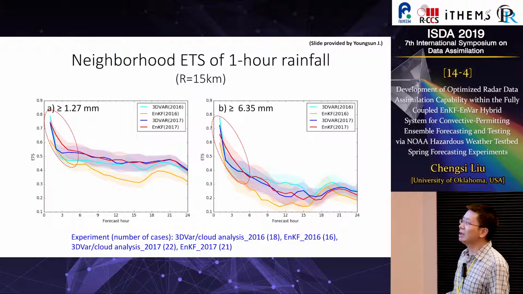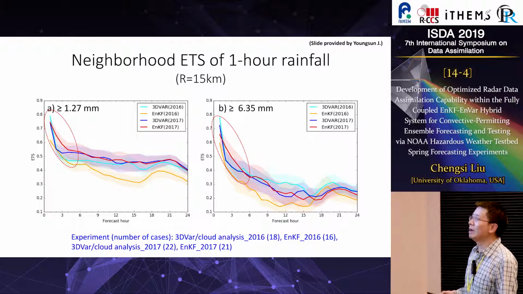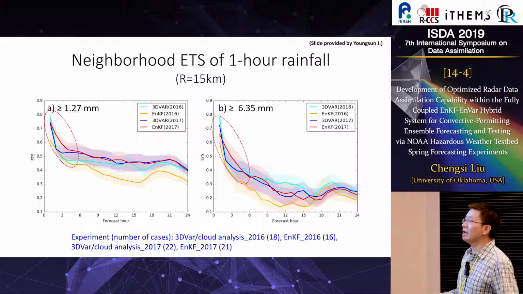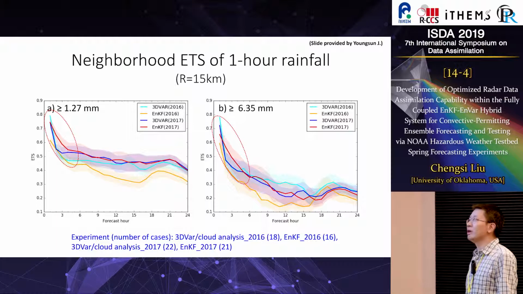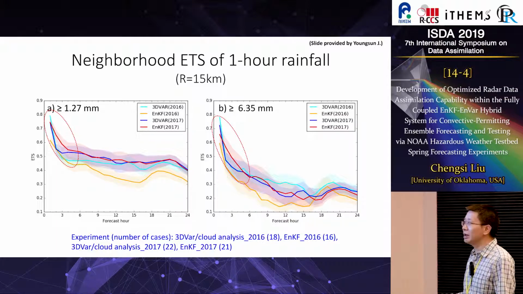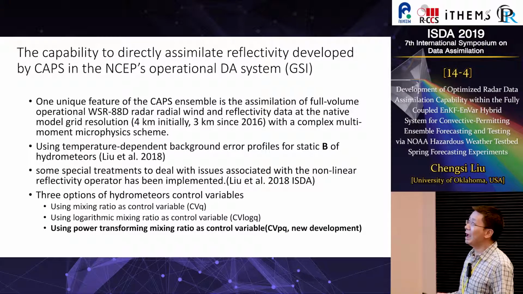We can also see in 2017 EnKF in early hours, basically less than 6 hours, had a lower ETS reduction rate than the 3D VAR and cloud analysis. That means EnKF has a more balanced analysis, so it can keep the hydrometeor field better than cloud analysis. So actually, at this moment, we are moving away from the cloud analysis to the EnKF and the hybrid EnVar. So this is today my major topic.